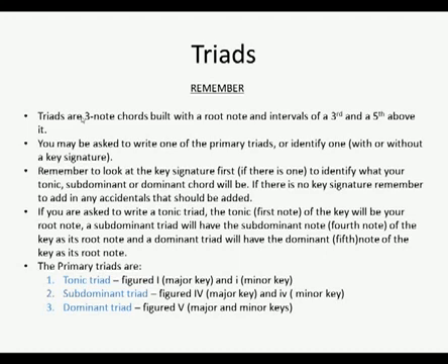The primary triads are the tonic triad, which remember in a major key is figured with a capital I, and in the minor key is figured with a lowercase i. The subdominant triad, remember in the major key it's figured with a capital I and a V, and in the minor key it's figured with a lowercase i and a v. And finally the dominant triad, which is always figured with a capital V, because even in a minor key it still sounds like a major triad.